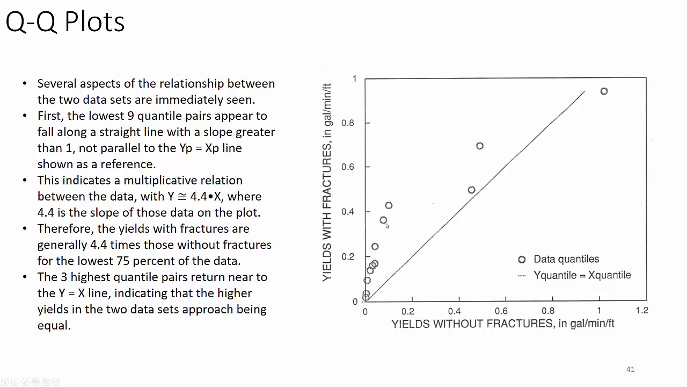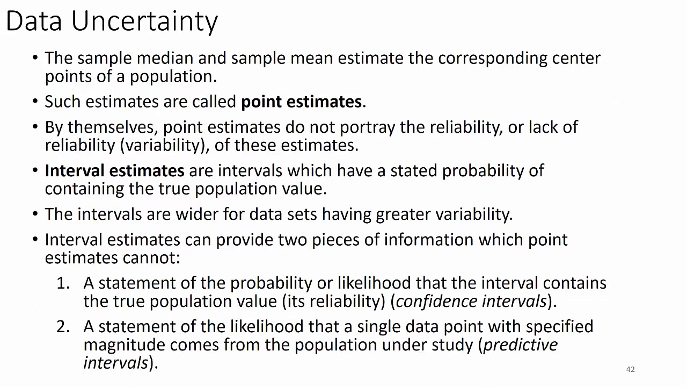So low yields produce faster with fractures, but at high yields it doesn't matter. They converge. So you can see these relationships. This is the way you interpret a QQ plot.